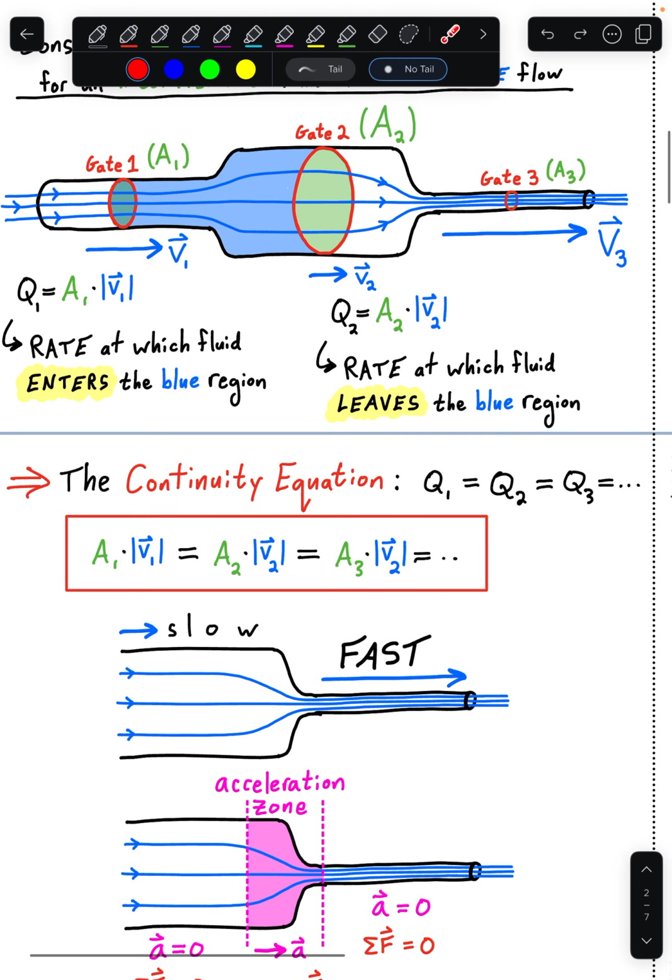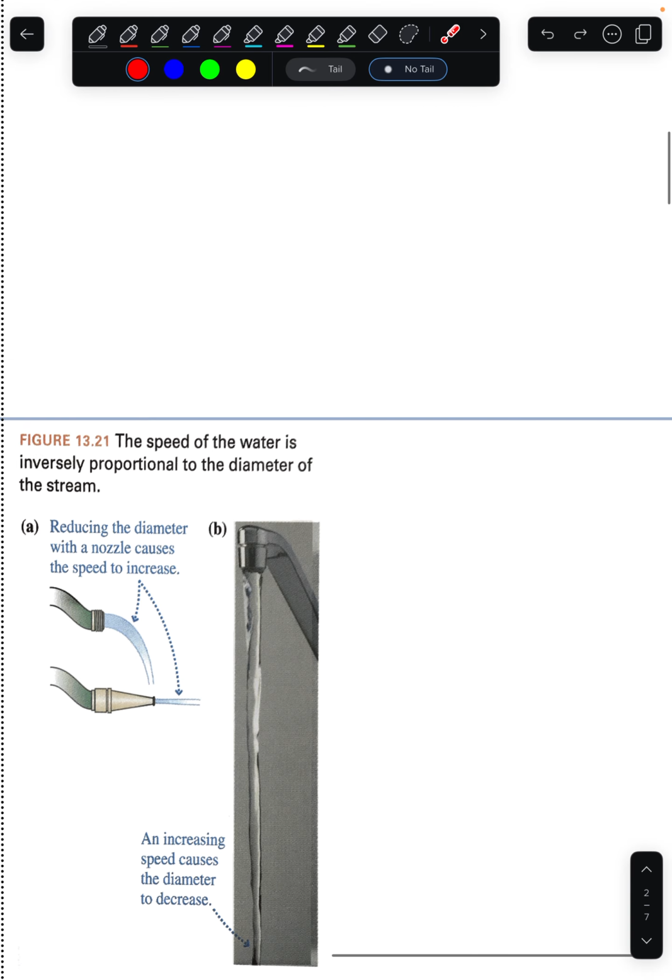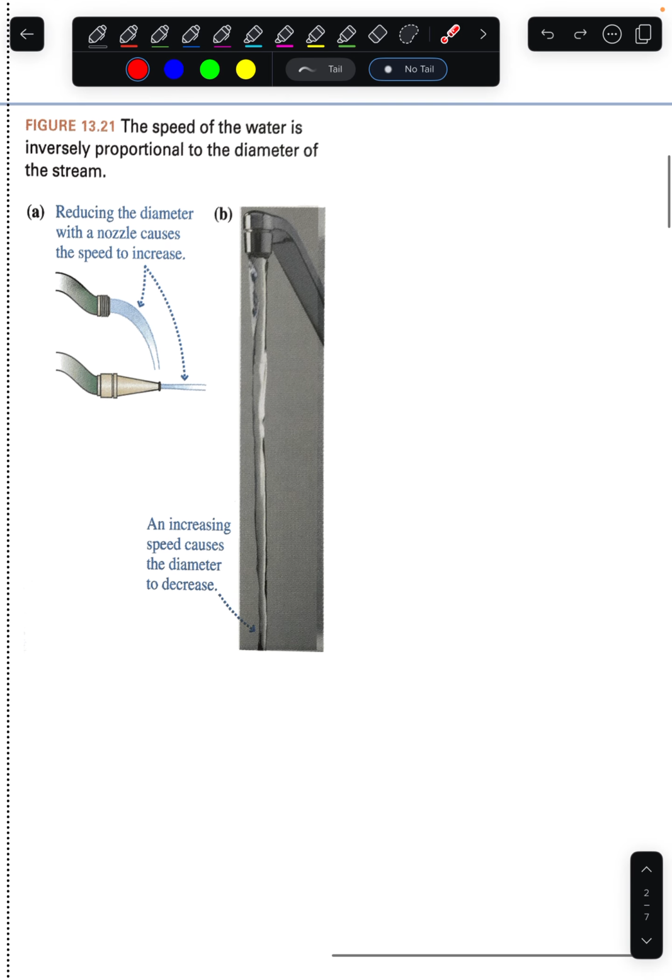Here's another example of that sort of thing that you may have noticed yourself. Look at the water coming out of a faucet, the stream of water, and if you can get a nice laminar flow here, a nice steady, smooth, glass-like stream of water coming out, then we know as the water falls, it's converting gravitational potential energy into kinetic energy. So it's speeding up for that reason.